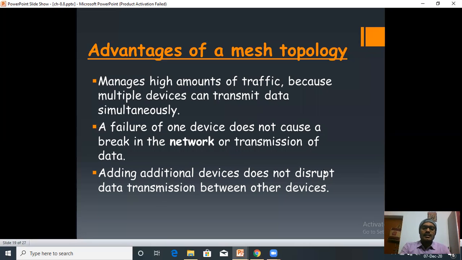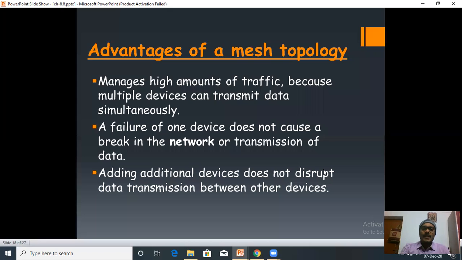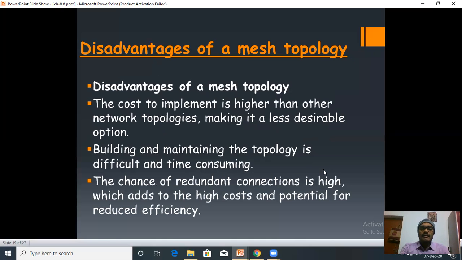Coming to the third point, adding an additional device does not disrupt data transmission between others. If you want to add some more devices, it does not produce any effect in transmission of data. You can easily attach some more devices. So these all are the advantages of a mesh topology.